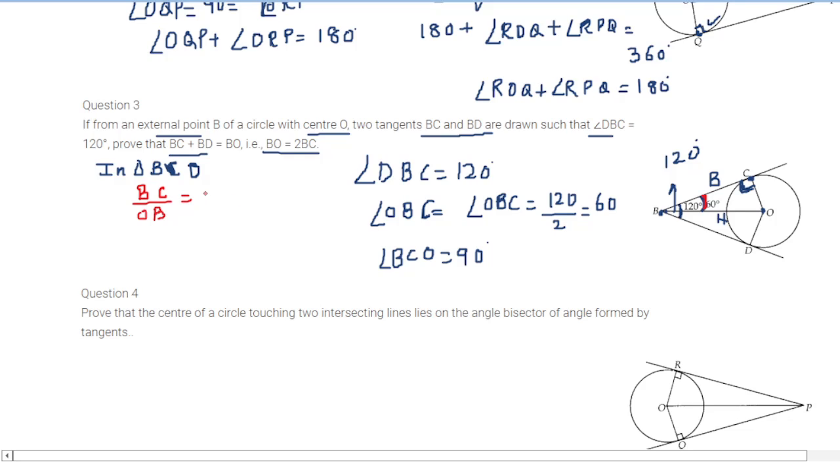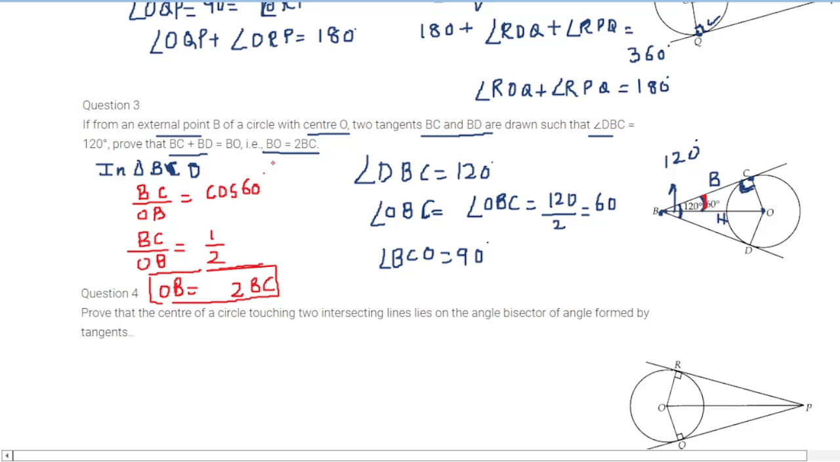It will be equal to cos 60. So BC over OB equals cos 60 degrees, and what is the ratio of cos 60 degrees? Yes, it is 1/2. So it means OB will be equal to 2 times BC. So we have proved this, OB is equal to 2 times BC.